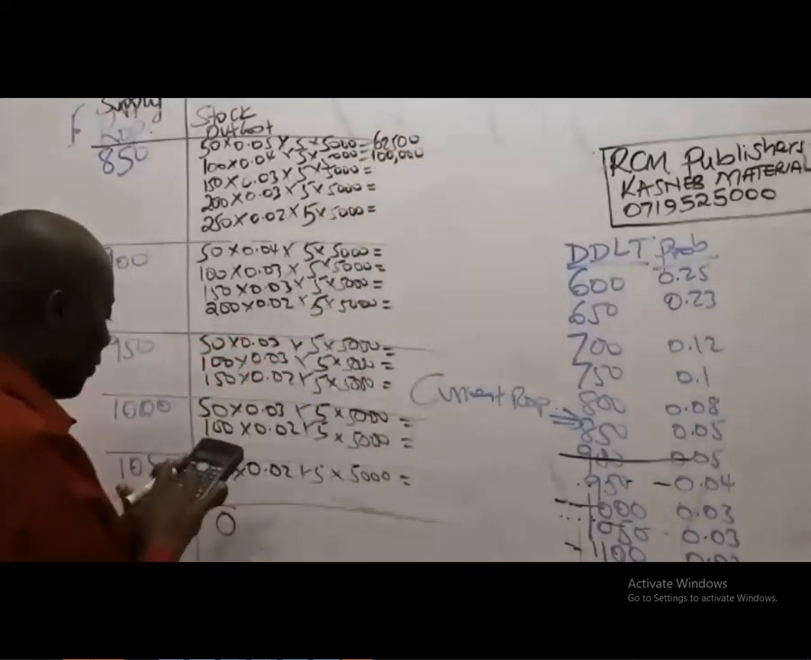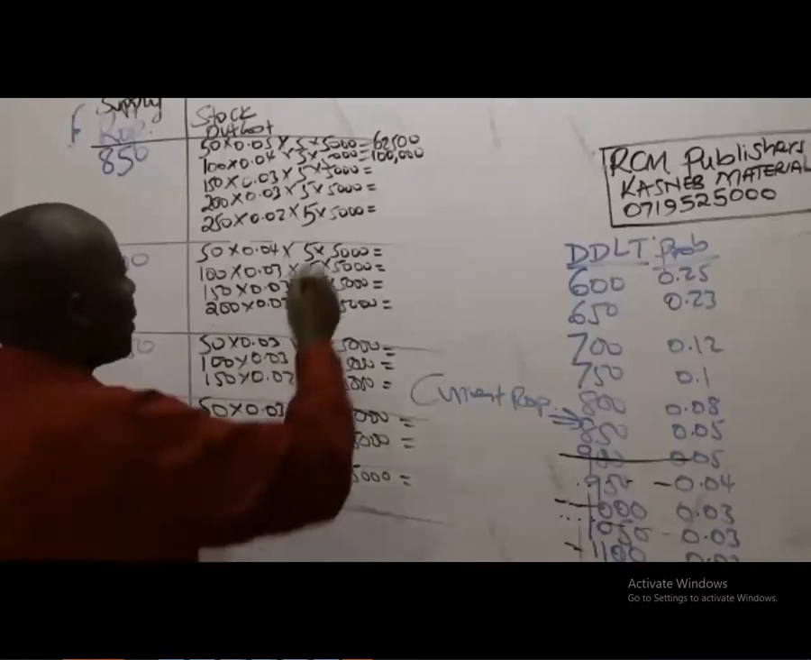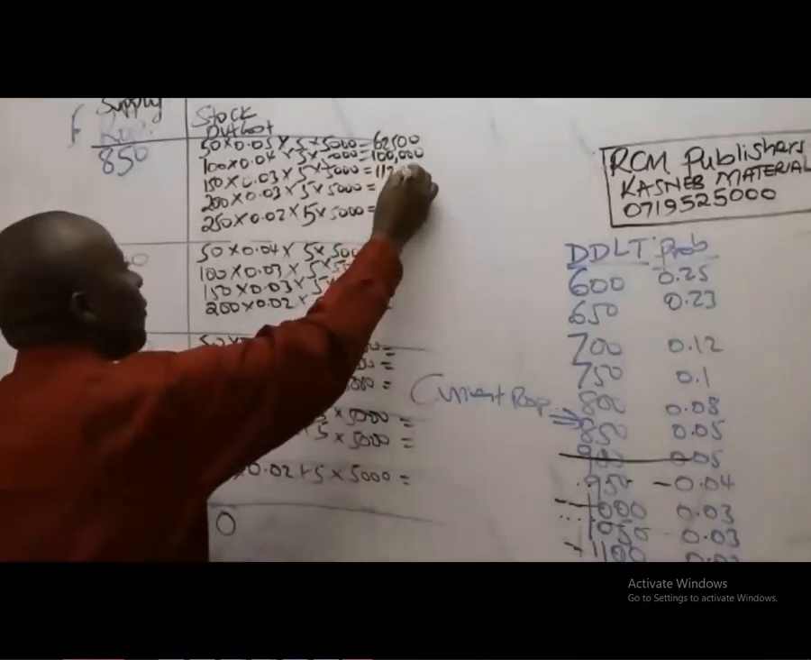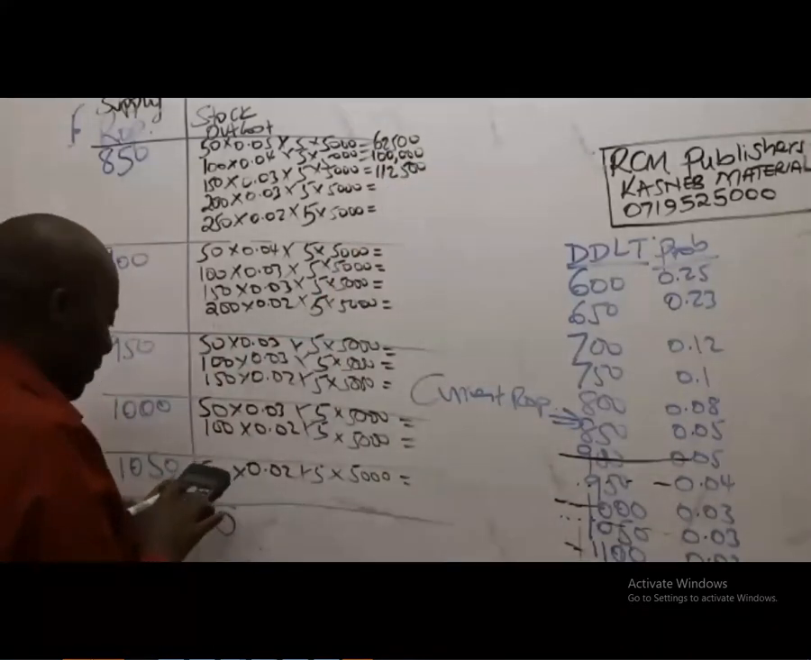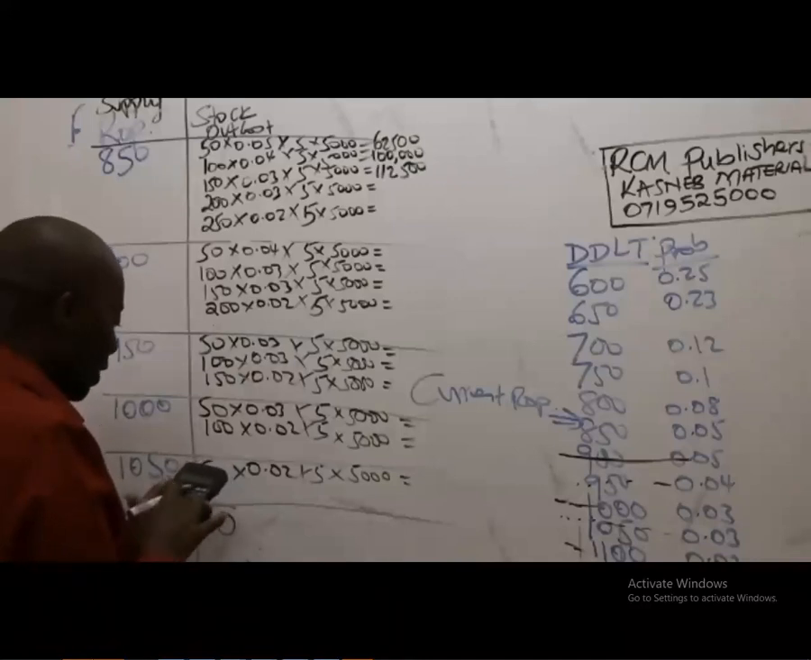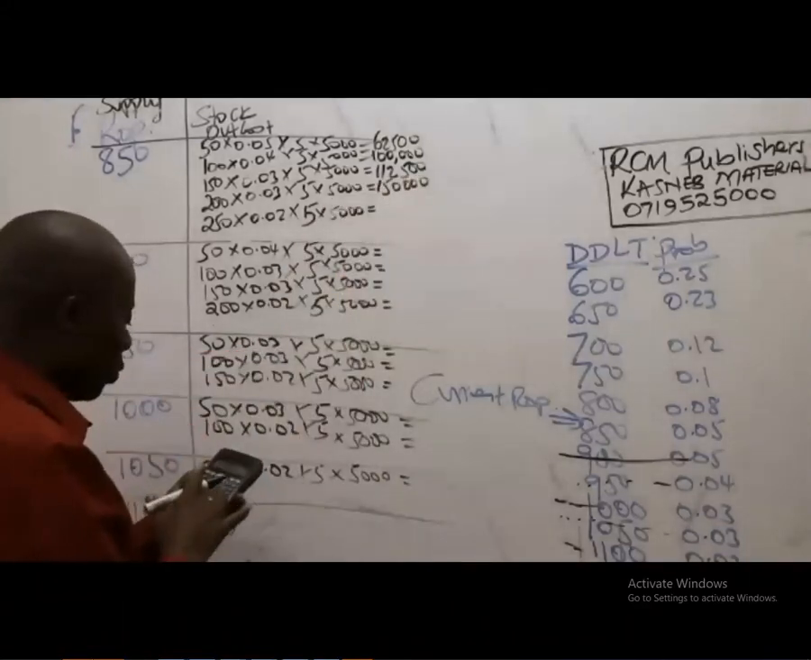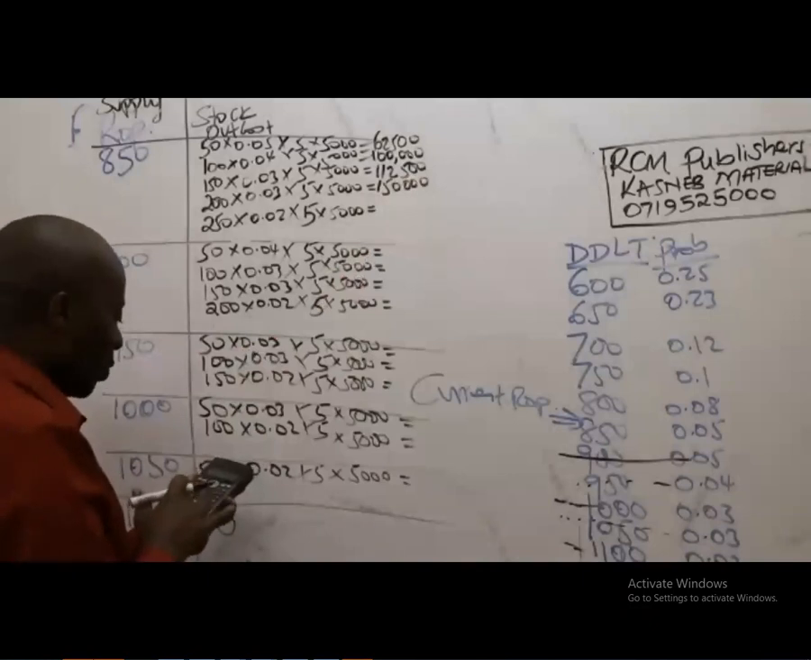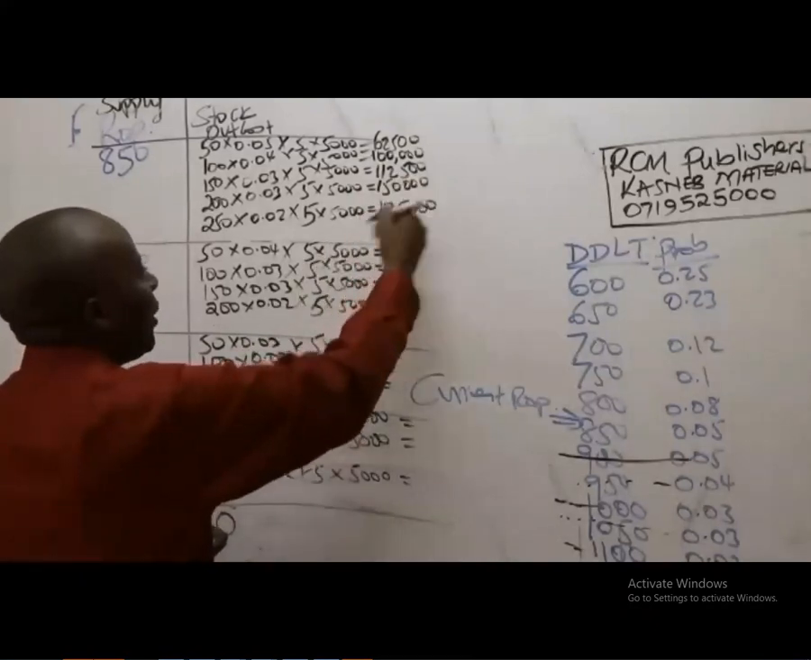The third one will be 150 times 0.03 times 5 times 5,000, which will end up giving us 112,500. Go to the next one, 200 times 0.03 times 5 times 5,000, which will end up giving us 150,000. Then we have 250 times 0.02 times 5 times 5,000. Ladies and gentlemen, this will end up giving us 125,000.